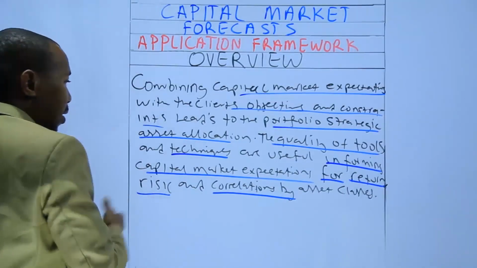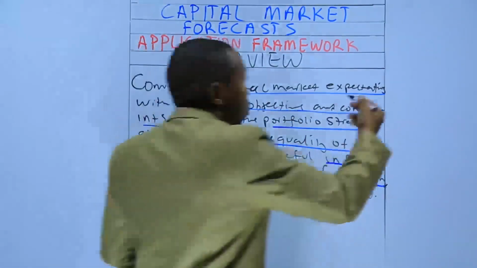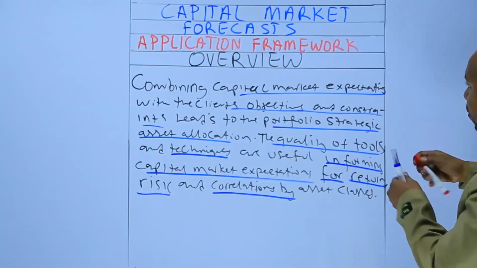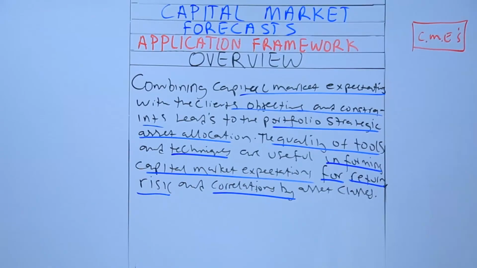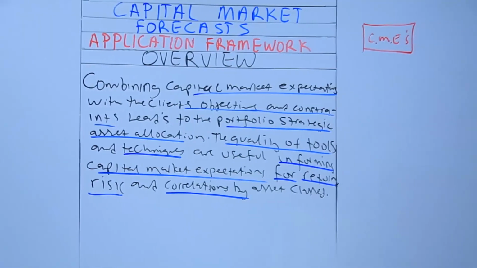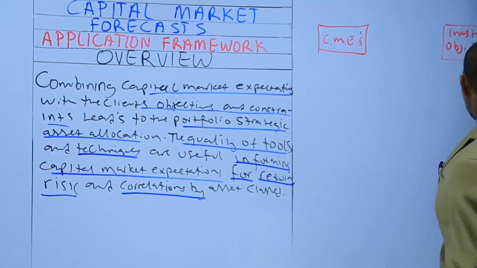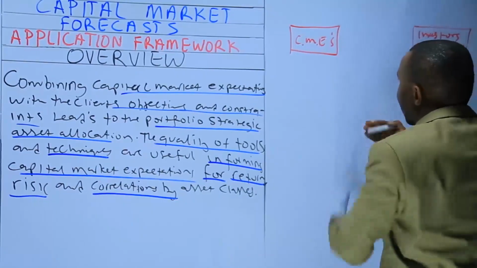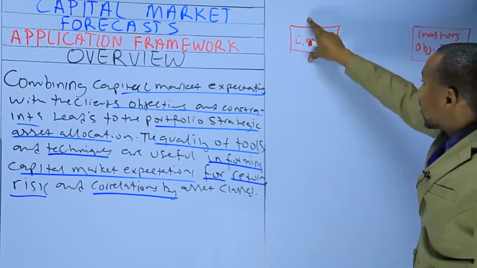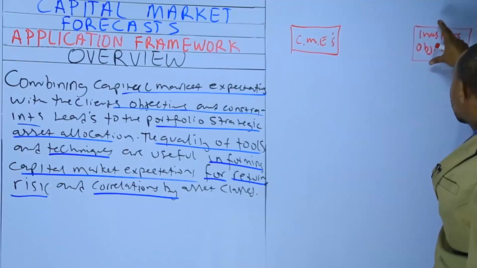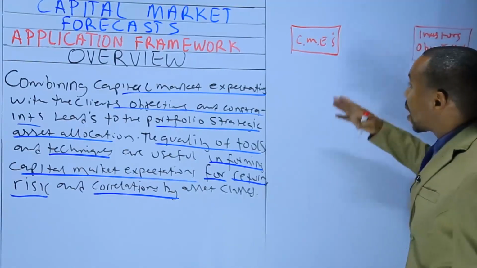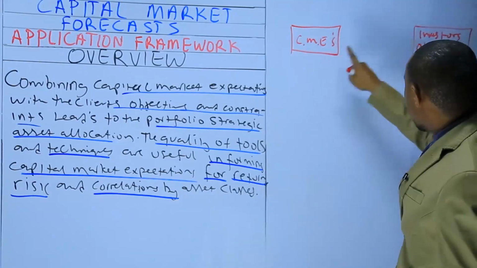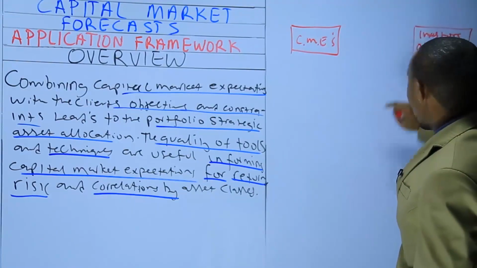We can build on that discussion and say that we have the capital market expectations, CMEs, on this side, and on the other side we have the investors' objectives and constraints. So these need to be mapped together. These are exogenous, external factors that impact the achievement of the objectives and constraints for the client. And so in terms of the application framework or the overview, we can say that capital market expectation plays a very crucial role in determining the investors' objectives and constraints.